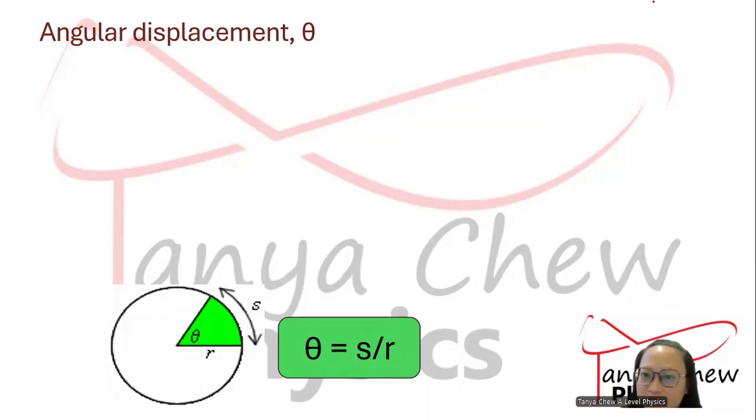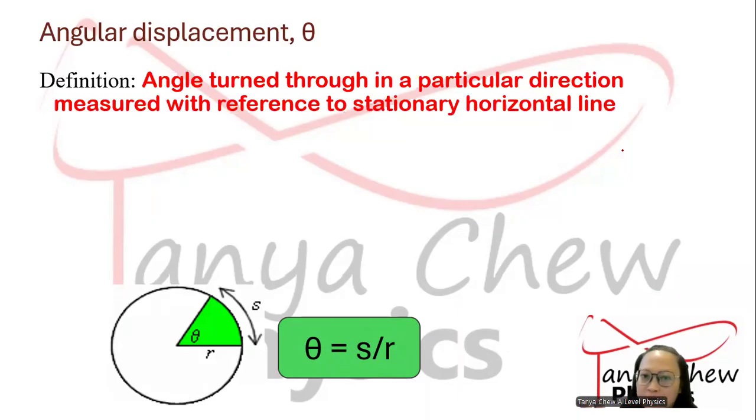Now, the definition itself is very important as well. This is a definition, so you can copy down the definition if you have downloaded the PDF form, which I already uploaded. So the definition is the angle. It is related to angle. That is why it is called angular displacement, angle turned through in a particular direction measured with reference to the stationary horizontal line.